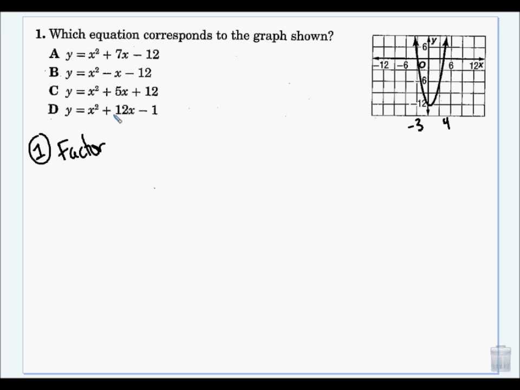Can't you just put it in mx plus b form? No, because we have x squared. Oh yeah, that's true. Yeah.